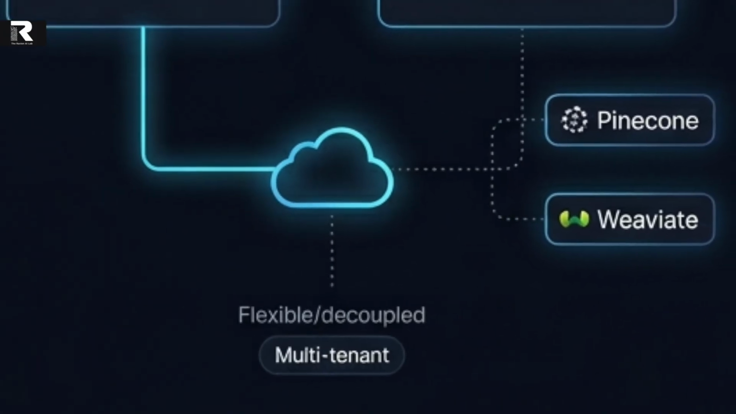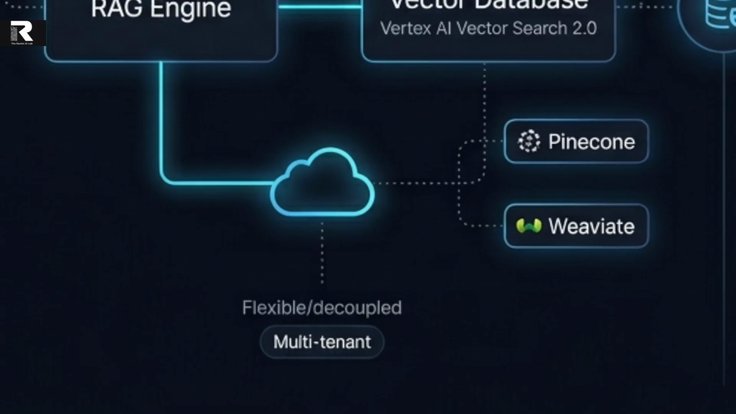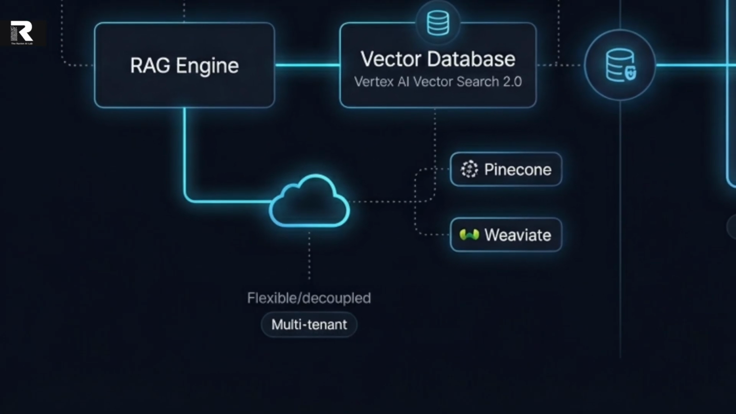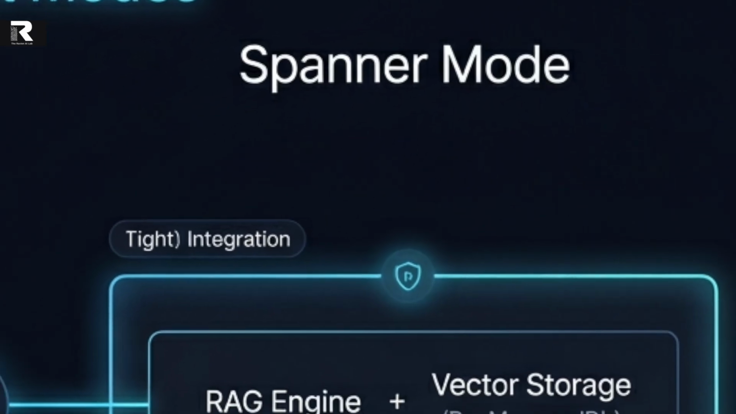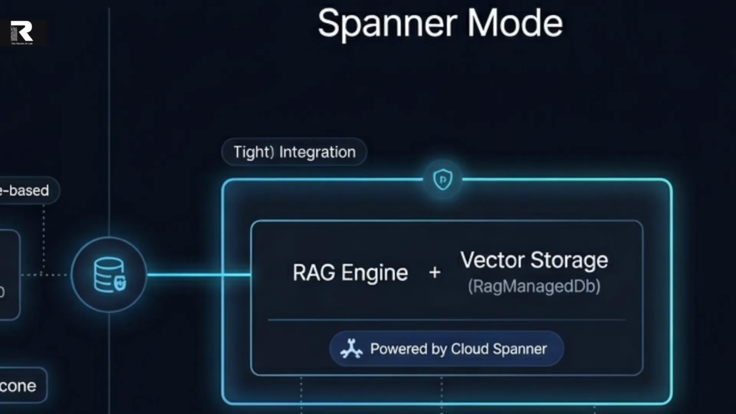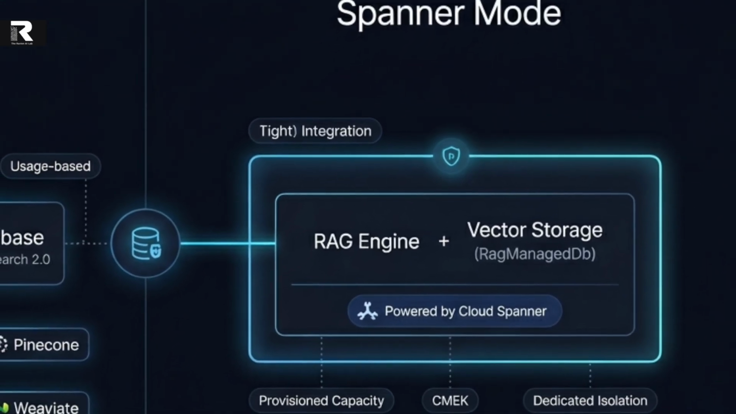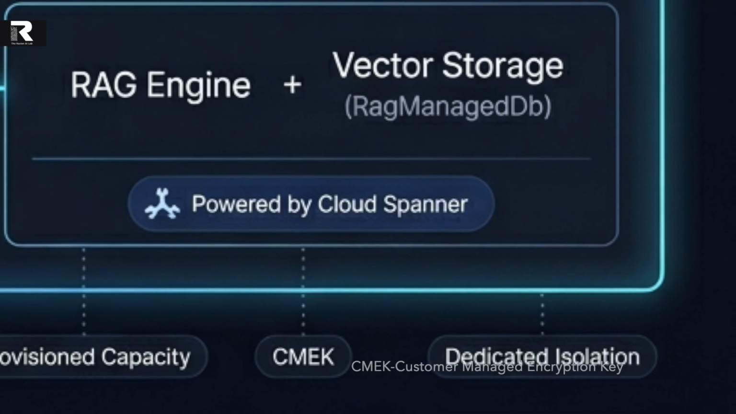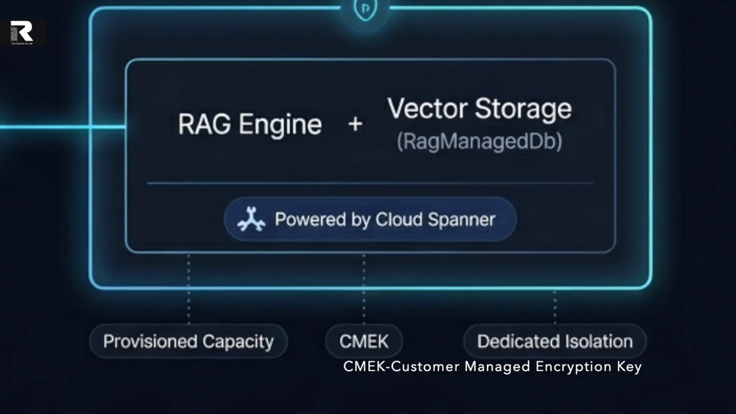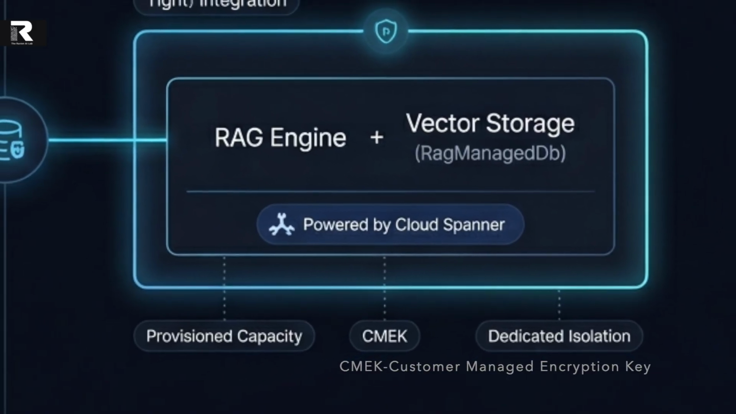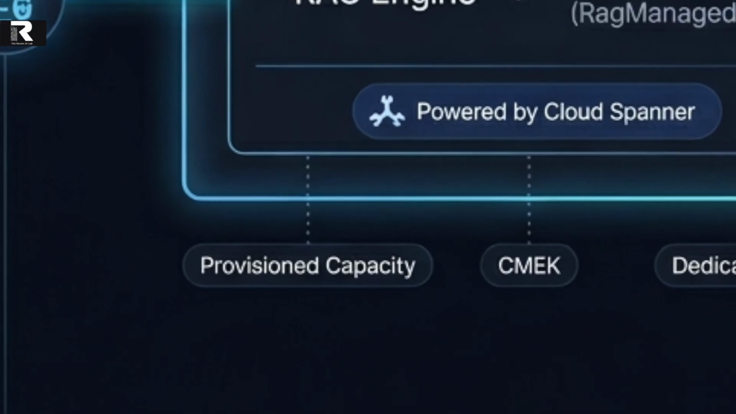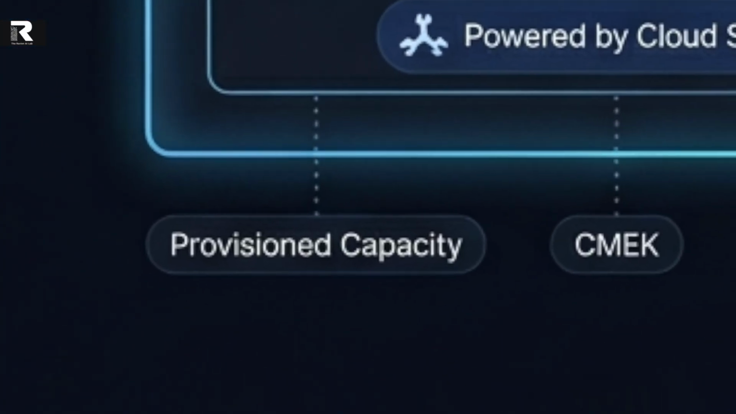Architecturally, serverless uses a decoupled retrieval model, where the RAG system interacts with a vector database as a separate managed service. Spanner mode: control and predictability. Spanner mode is designed for production workloads that require predictable performance, isolation, and compliance controls. Isolation and security: provides dedicated storage and performance isolation with support for CMEK. Scaling and performance: you provision capacity through tiers using processing units, enabling predictable latency and throughput. An auto-scaling tier is also available.